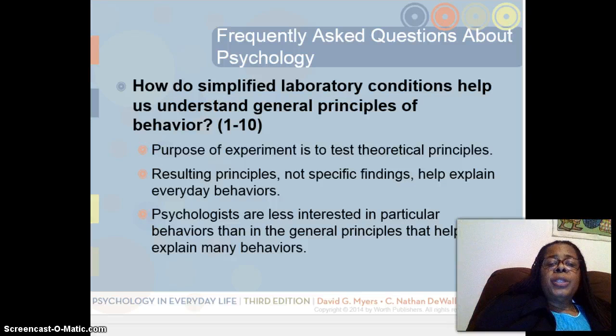Sometimes people ask the question, how does studying something in an experiment really translate over to understanding human behavior? Well, even though the conditions are simplified in the experiment, what we're really interested in are theoretical principles. We come up with theoretical principles and we test them out in that setting, and it is those resulting principles that are what capture our interest, not so much the specific findings.